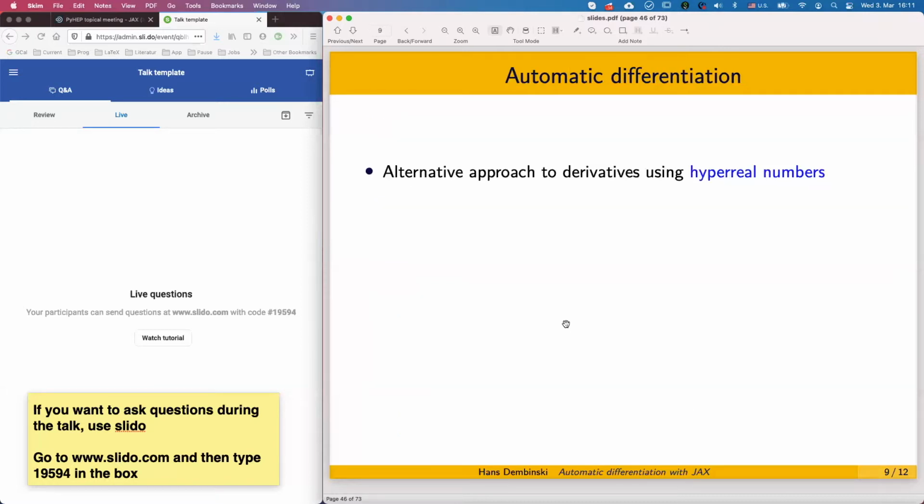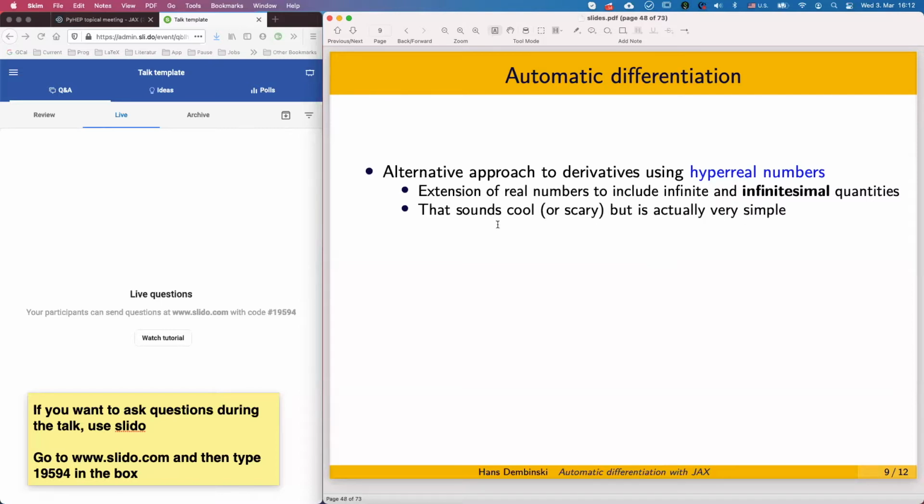Okay, so this brings us to the final thing, which is kind of the best of both worlds, in a way. It's automatic differentiation. This is an alternative approach to compute derivatives using hyperreal numbers. So that sounds really cool, right? Hyperreal numbers are an extension of the real numbers as a numerical field, and you include here infinite and infinitesimal quantities. Okay, that sounds maybe scary, but it's actually not so complicated.